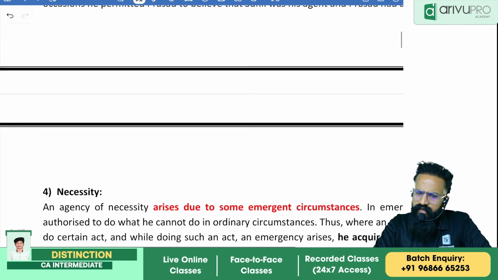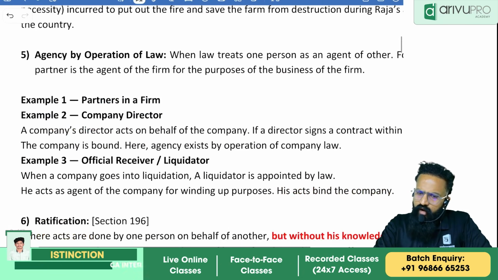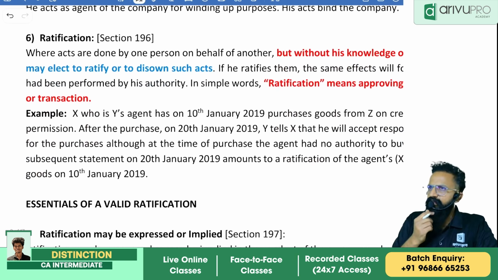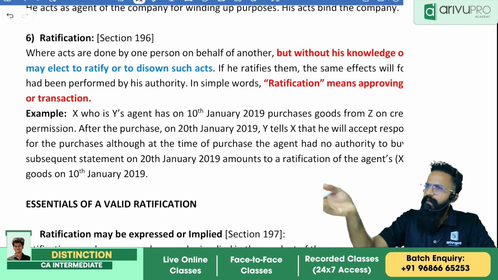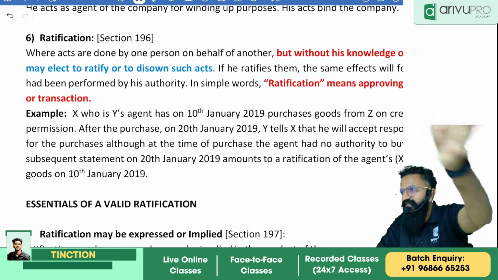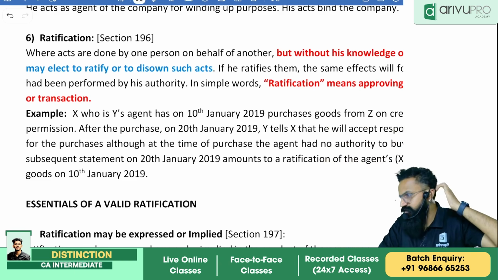Next one is agency by operation of law. Operation of law is nothing but by law. An example I can give you is liquidator, partnership, which is not by us. Law says you are in a principal and agent relationship.